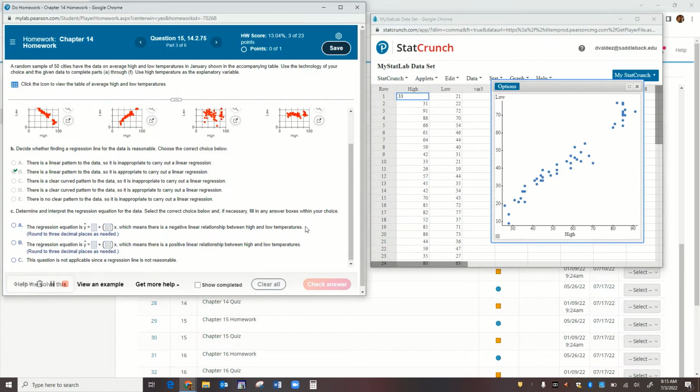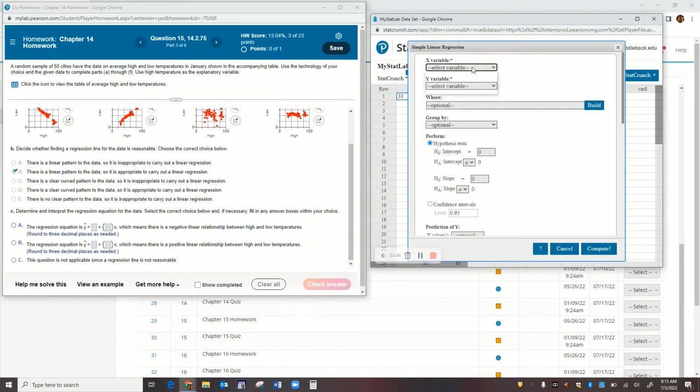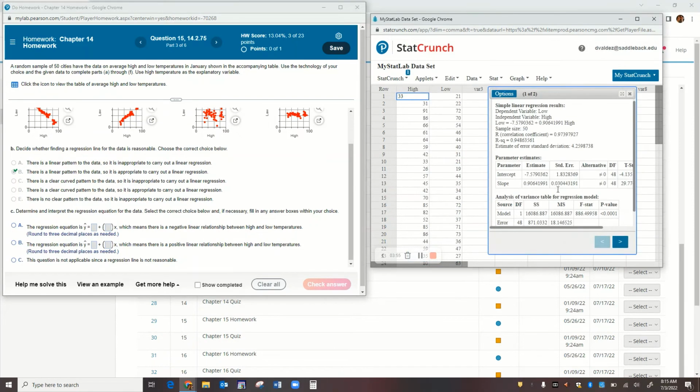Determine and interpret the regression equation for the data. Select the correct choice below. Okay, so here now we're going to go stat, regression, simple linear. X variable is high temperatures, Y variable is low. That's it. And then click compute. And here they're telling us to round to 3 decimal places. There's the y-intercept, there's the slope.